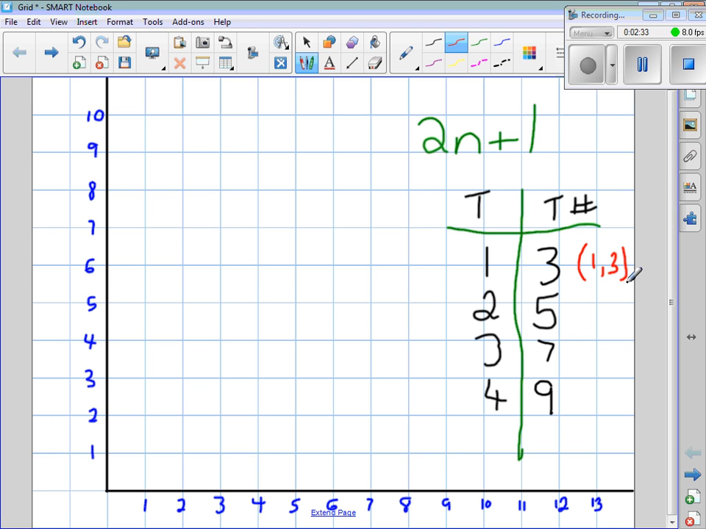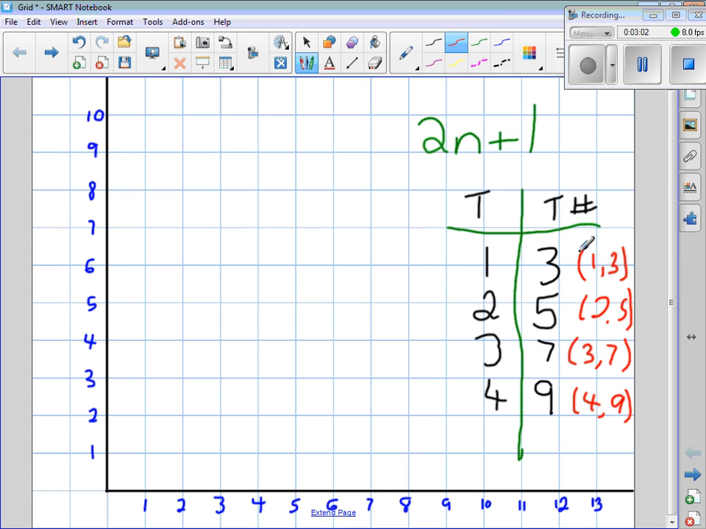1 and 3. My term 2 is 2 and 5. Sorry about the terrible looking 2 and the bracket. And my third term over here: 3 and 7. And finally, my last term: 4 and 9. All right, now I have my coordinates.